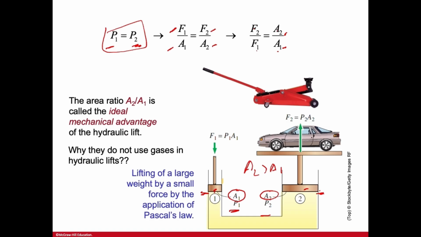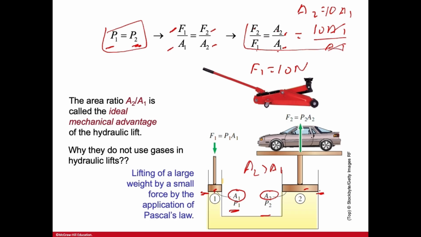So if A2 was, say, 10 times A1, essentially to say F2 over F1 is 10 times A1 divided by A1, so it is multiplied by a factor of 10, right? So if I apply a force on the piston at face 1, F1 is 10 newtons, then using this equation I can find that I can lift or apply a force of F2 equal to 100 newtons on this face 2, right?